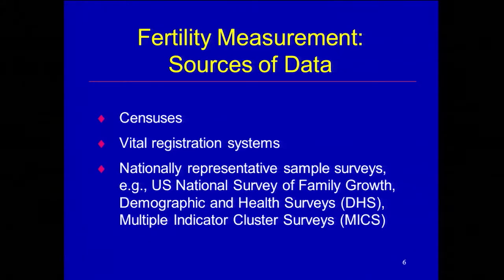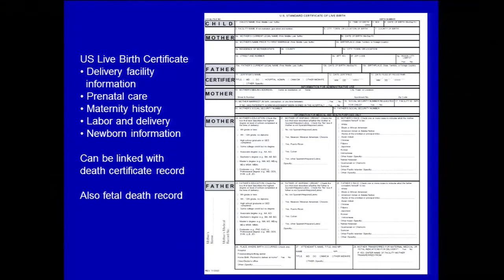So we get our data on fertility from censuses, from vital registration systems, and then from surveys. We would like to be able to see vital registration systems complete and present in every country in the world, but that isn't often the case. Censuses give us data, but not much more frequently than every 10 years. And as a result, we end up relying a lot on nationally representative sample surveys, especially in low-income countries.